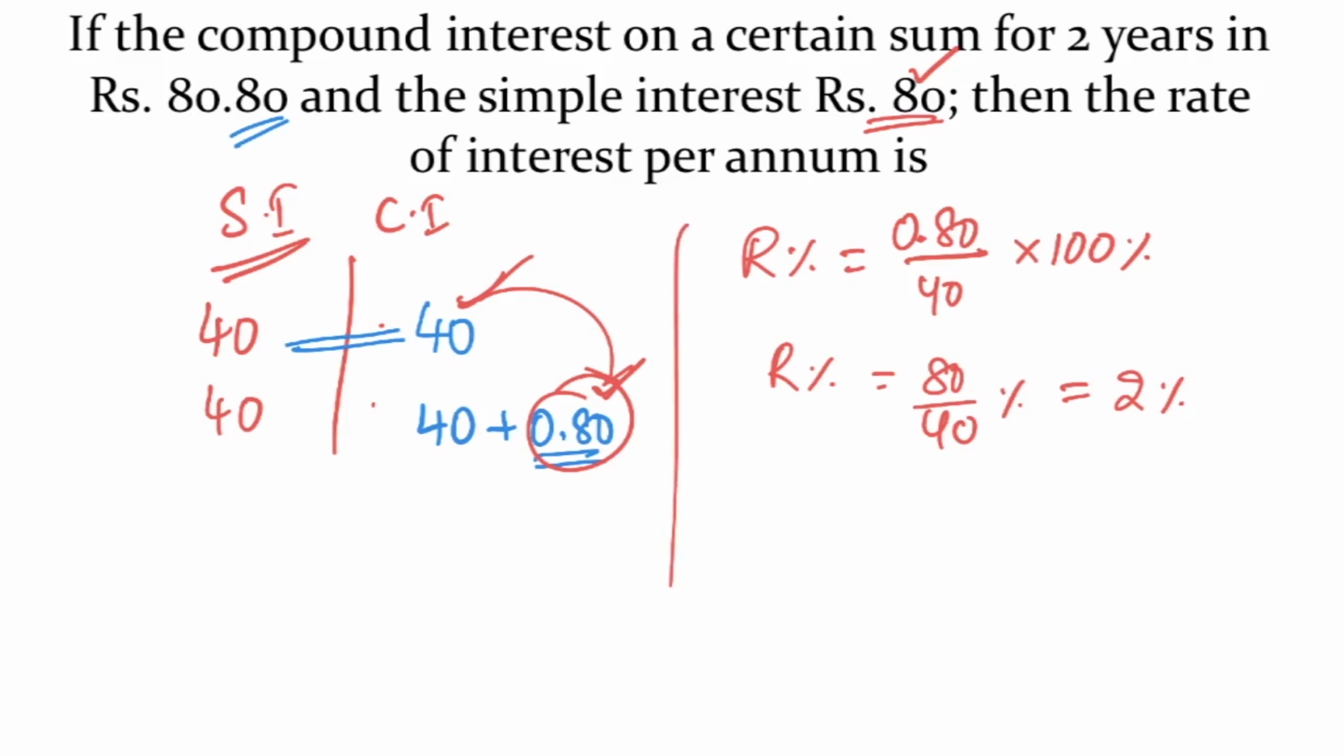See, simple interest is equal throughout the duration, whether it is for 2 years or 3 years or 4 years. So if 2 years interest is 80 rupees, first year interest is 40, second year interest is 40. Whereas compound interest is not equal for each year. For first year compound interest is 40, second year 40 rupees plus extra value. That extra value on this 40 rupees will give you a rate of interest.